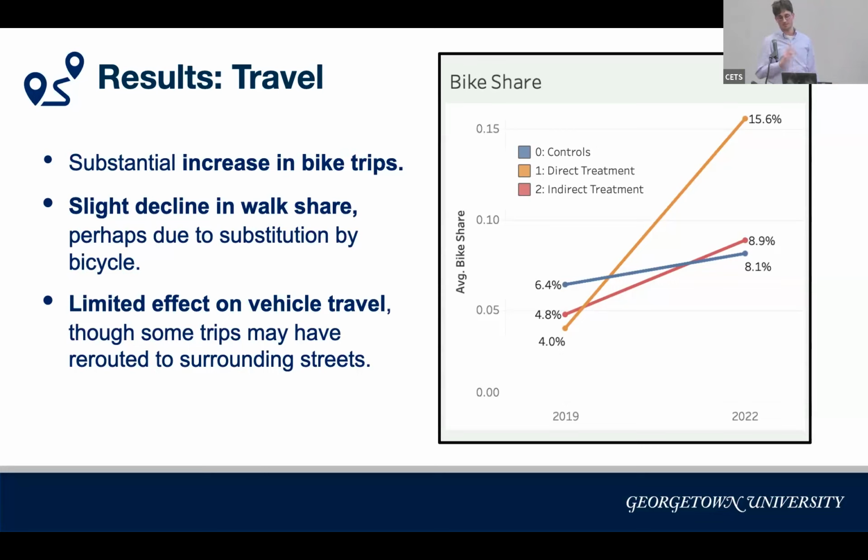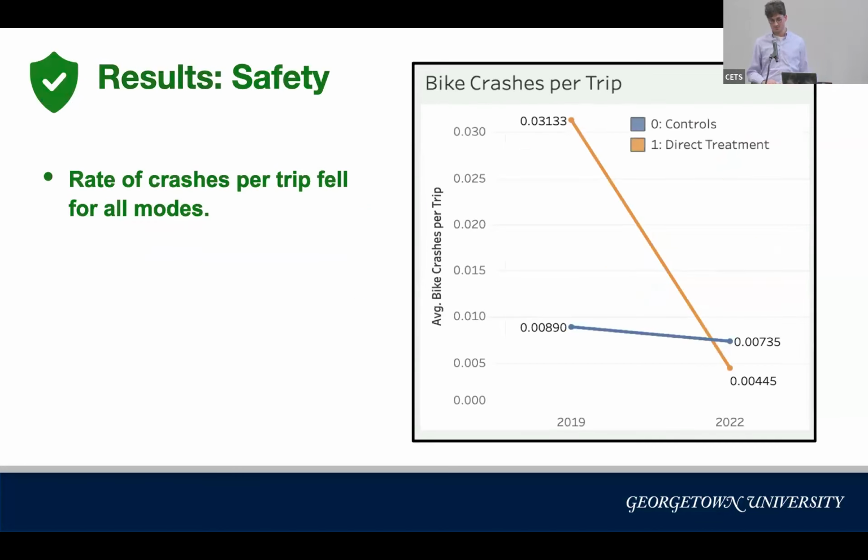I'm not showing it here, but I have a whole Tableau with the results if you want to look. There was a slight decline in walk share, perhaps due to substitution, and very limited impacts on vehicle travel. So the fear about car travel being impacted did not really hold true, or held only to a limited degree. Safety shows pretty dramatic results. The rate of crashes per trip fell for all modes. I'm showing bikes here, by a substantial amount. So safety improved.